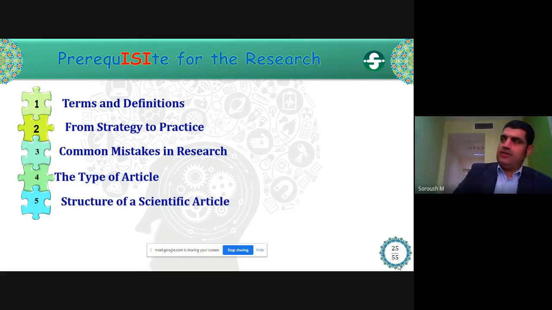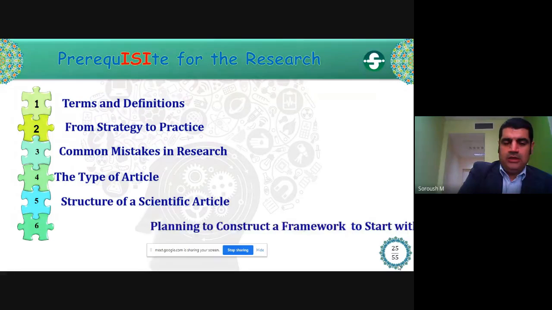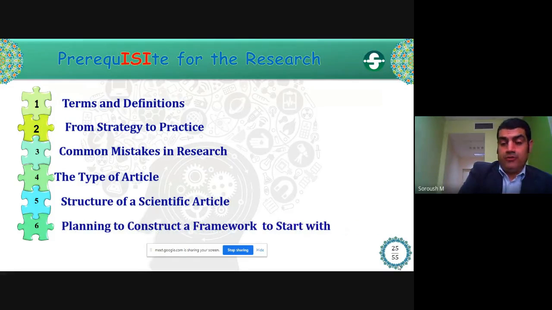So there is a very systematic way in our courses to show you which structure would be the best for a scientific article. We defined different structures for different sorts of articles. Let's say, for example, communications, review papers, perspectives, and you may need to know all of them when you go for writing a manuscript. And also planning to construct a framework to start with.